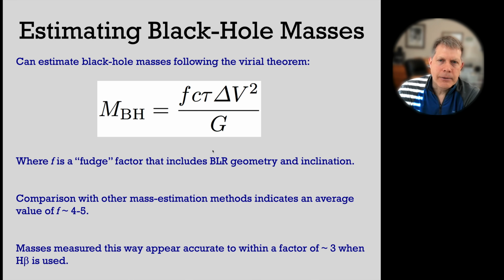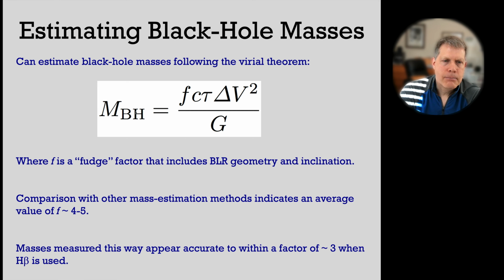So that's the idea. We can measure this pretty well from the spectra. We can measure this from the reverberation mapping. And, of course, we know the G. And so what is more complicated is getting this F factor, which again is a kind of fudge factor that includes the BLR geometry and the inclination and so on in it.